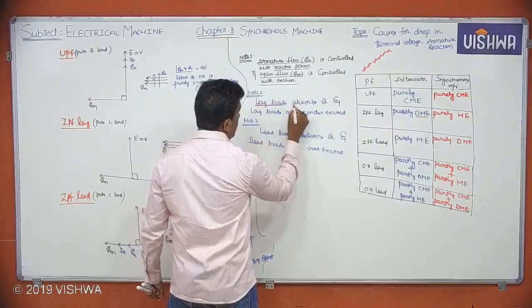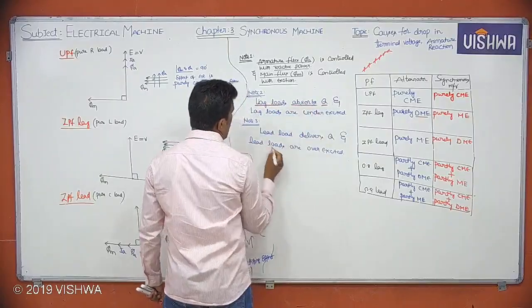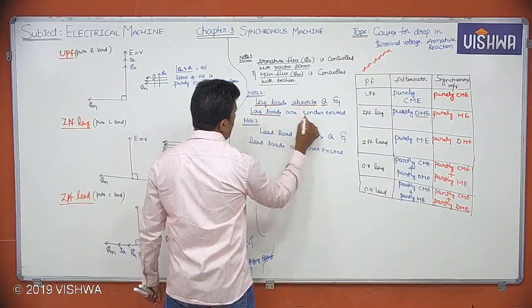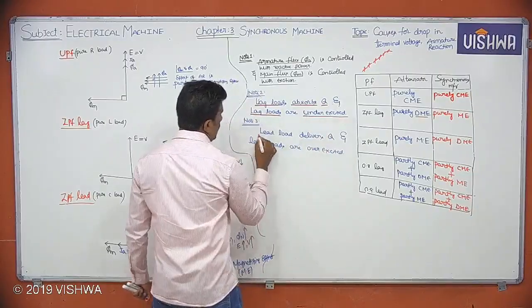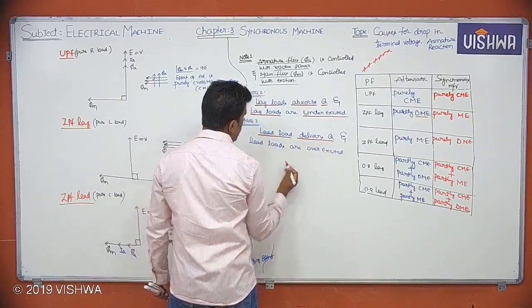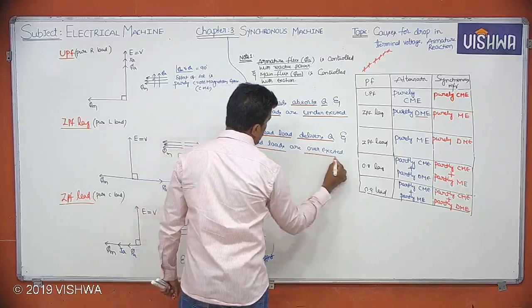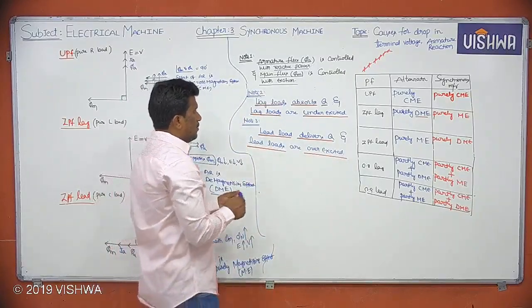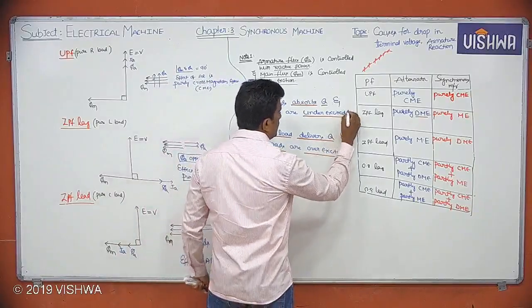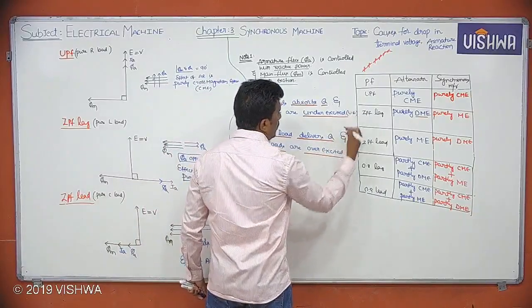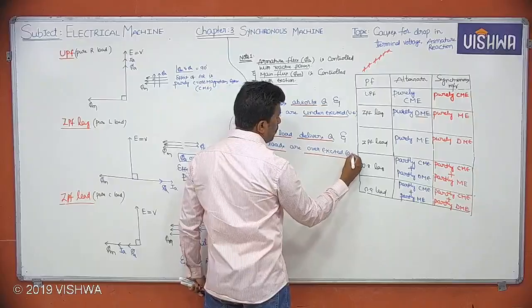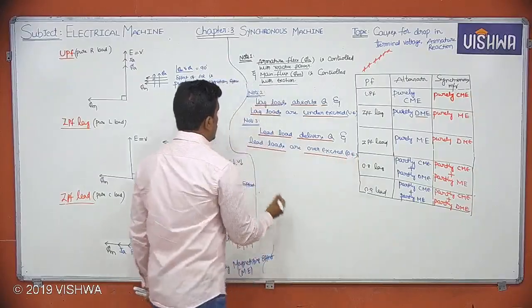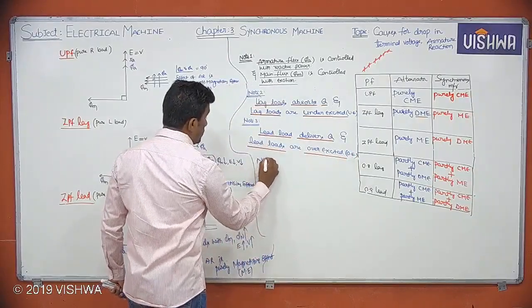Lag loads absorb reactive power, and lag loads are underexcited. Lead loads deliver reactive power, and lead loads are overexcited. Is it clear? So underexcited: from now onwards, wherever underexcited is there, let me use UE for short. Overexcitation, OE.